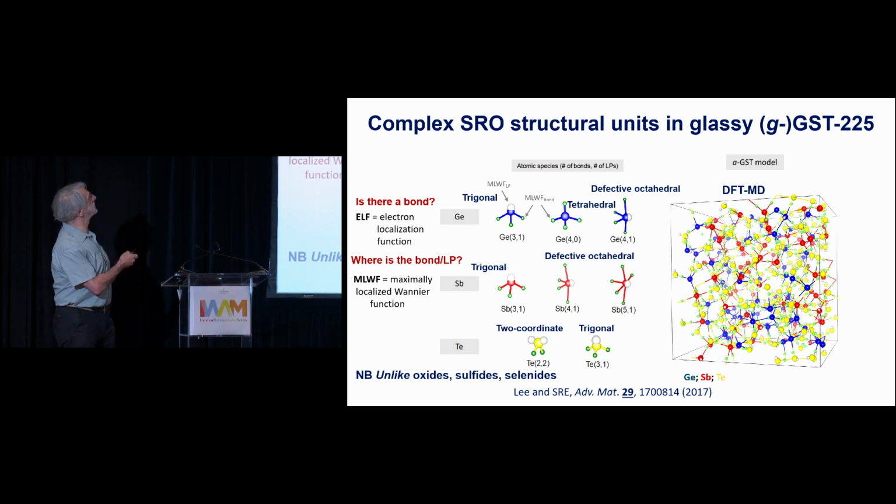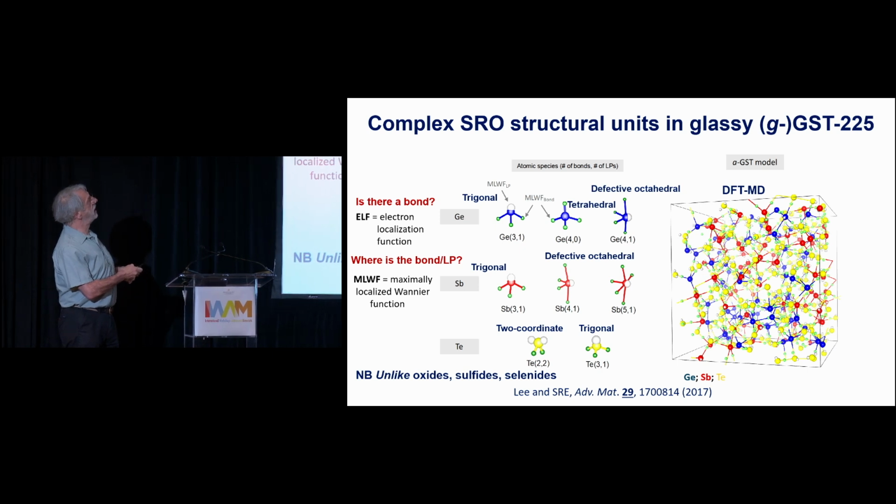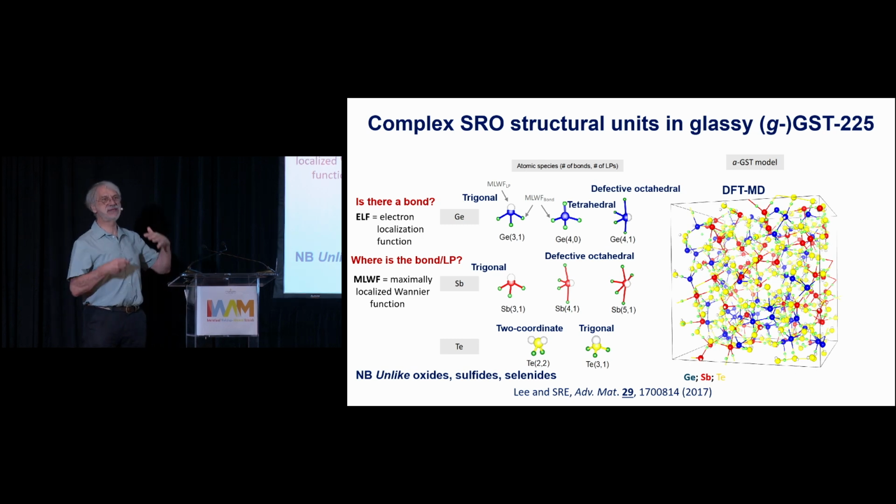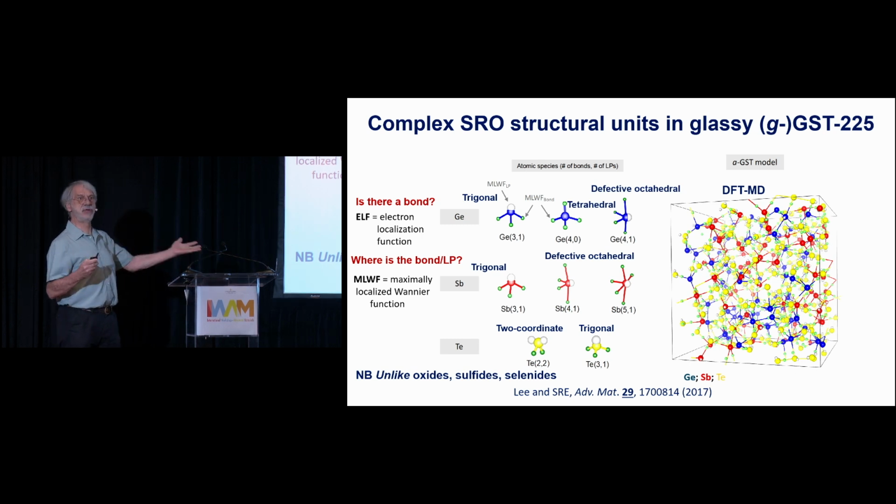We said, actually, since we know everything about the electrons in the system, is there actually a bond between a given origin atom and its neighbours, based on a thing called the electron localization function, basically what the electron density is. Is there a bond or is there not a bond? No. And if there is a bond, where is it? Or a lone pair.